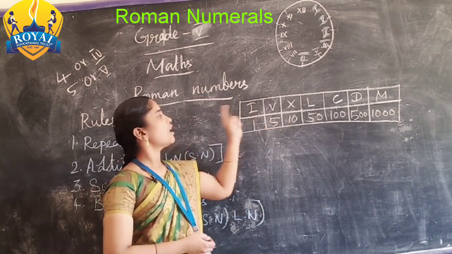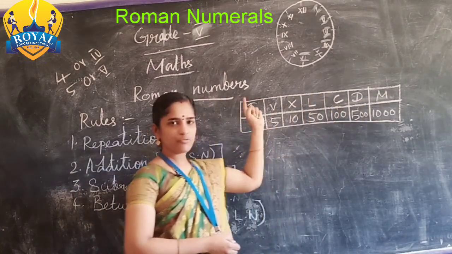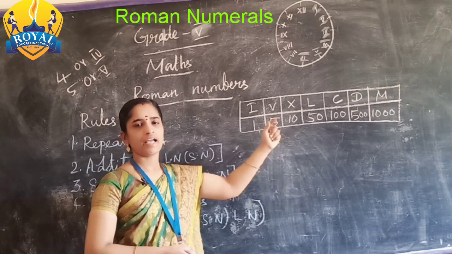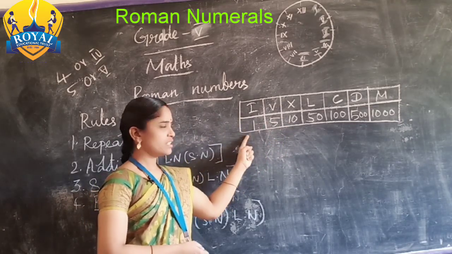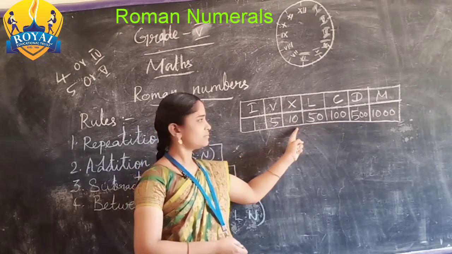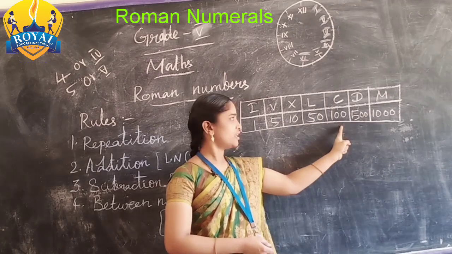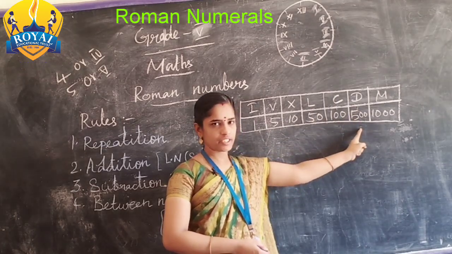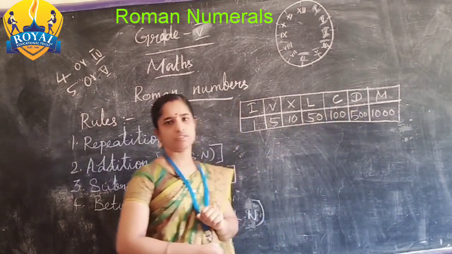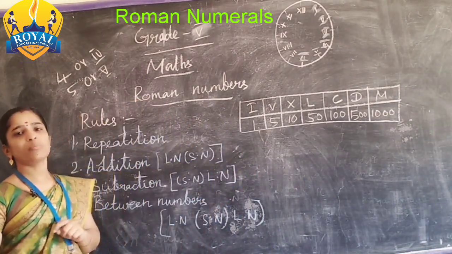Seven basic symbols are used to write the Roman numbers. That is I, V, X, L, C, D, M. I indicates 1, V indicates 5 and X indicates 10. L indicates 50, C indicates 100, D indicates 500, and M indicates 1000.